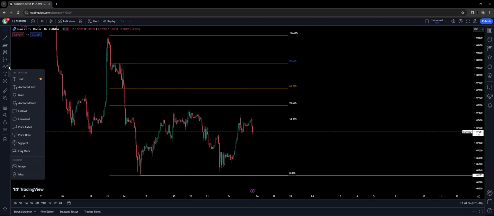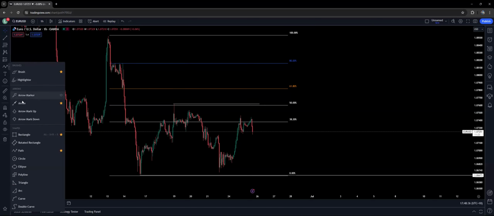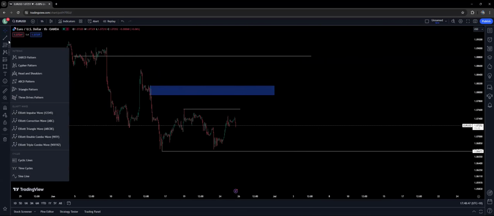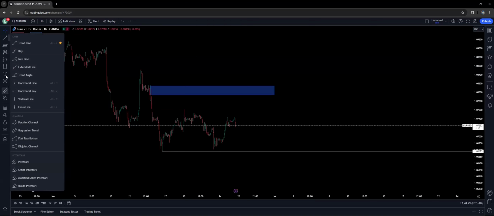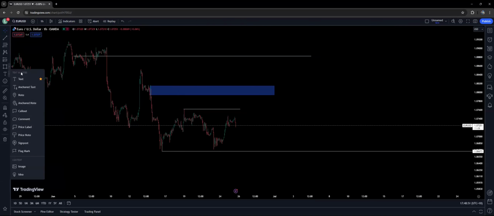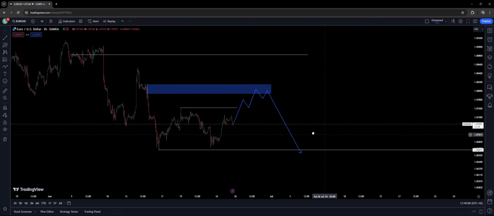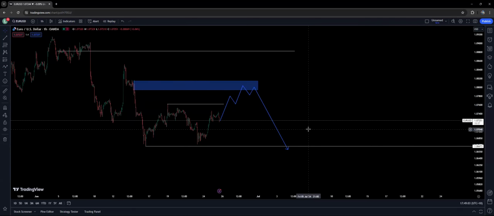Where is the box? There we go. Even around this level here. If we look at it from this perspective, maybe a pullback. Where's the thing again? Here. So maybe a pullback, and then down to here. So maybe we can see something around these levels. Okay, that's what I'm expecting from euro dollar.